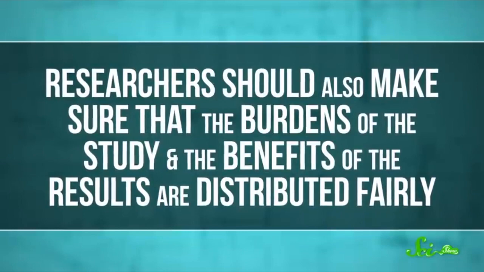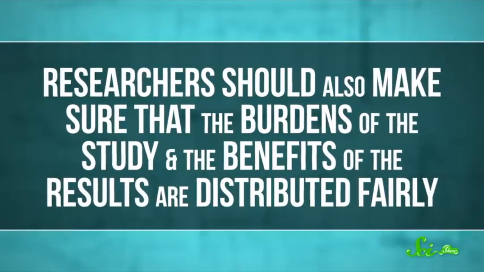Researchers should also make sure that the burdens of the study and the benefits of the results are distributed fairly. In early research studies, for example, the subjects would often be poor, while wealthier patients would benefit from the results of the experiment. And that's not okay. These rules apply to human research in all fields, including psychology.